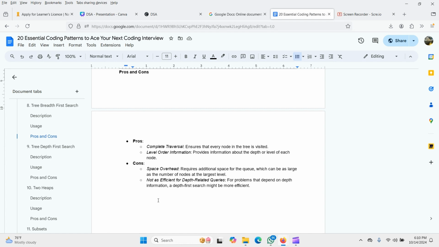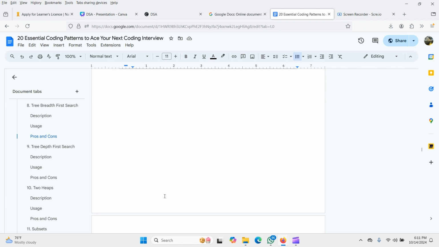Next, it is not as efficient for depth related queries. For problems that depend upon depth information or a depth first search algorithm, this will be inefficient. So when you have a problem related to DFS, you cannot use this approach. That is TBFS. You can call it the tree breadth first search approach.